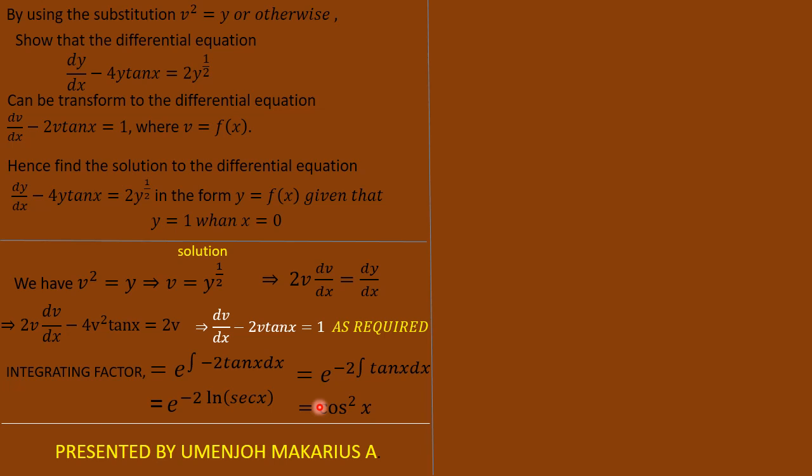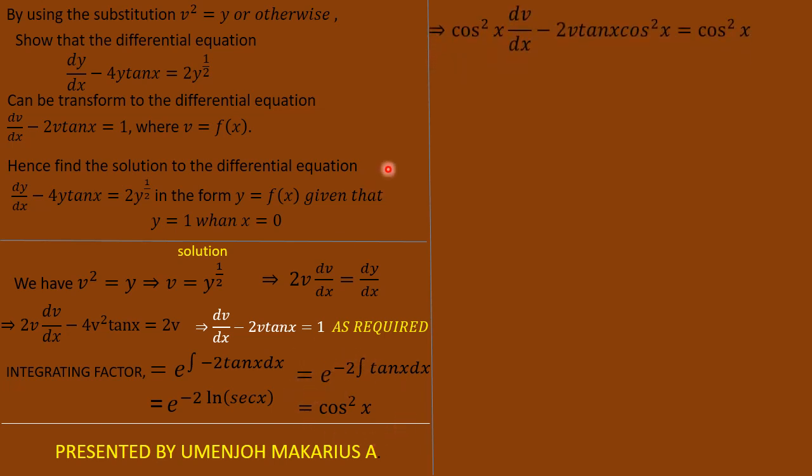Good. Okay, now what next do we do? We are going to take this cos squared x and multiply it by our differential equation here. By so doing, we can recognize that the left hand side of our differential equation is going to be exact once we've multiplied it with the integrating factor.